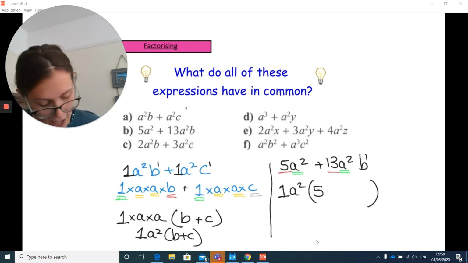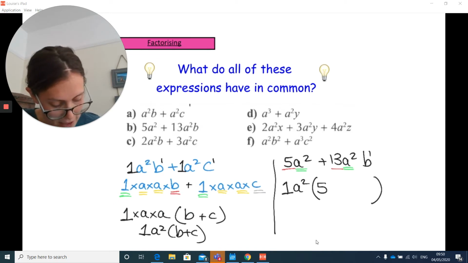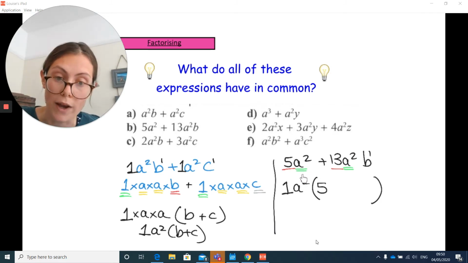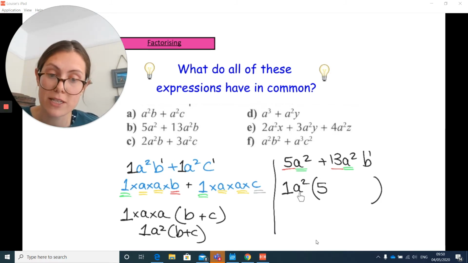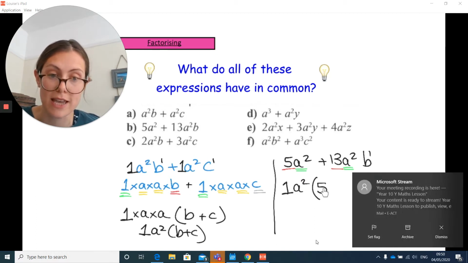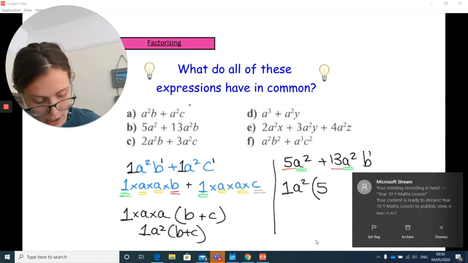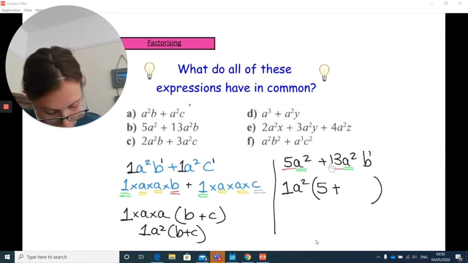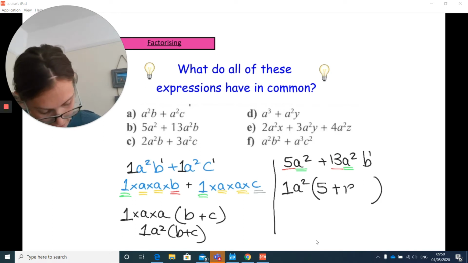And then this one, A squared divided by A squared. A squared divided by A squared is 1. And anything divided by itself is 1. So this just stays as 5 times 1, it just stays as 5. Then I have plus. I do the same again. So 13 divided by 1, still 13.